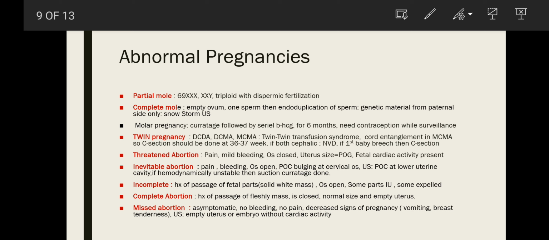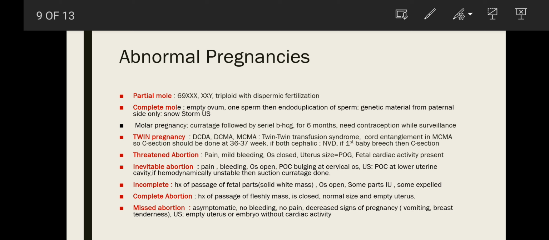Alright. And then incomplete abortion. In incomplete abortion, there is a history of passage of fetal parts, like the mother will say that she passed some solid white mass. The os is open, and some parts are intrauterine and some are expelled. There is no fetal cardiac activity on ultrasound.